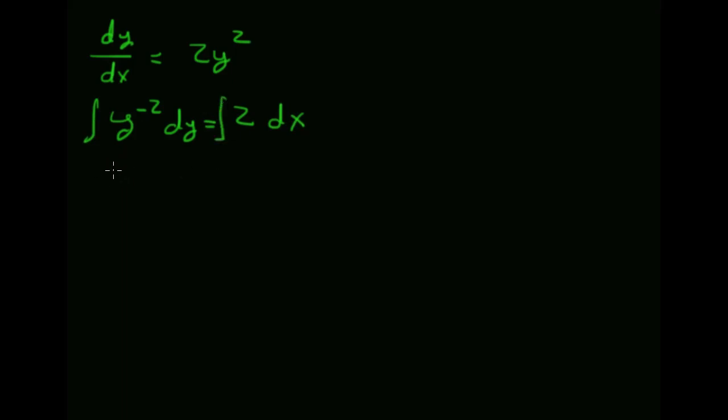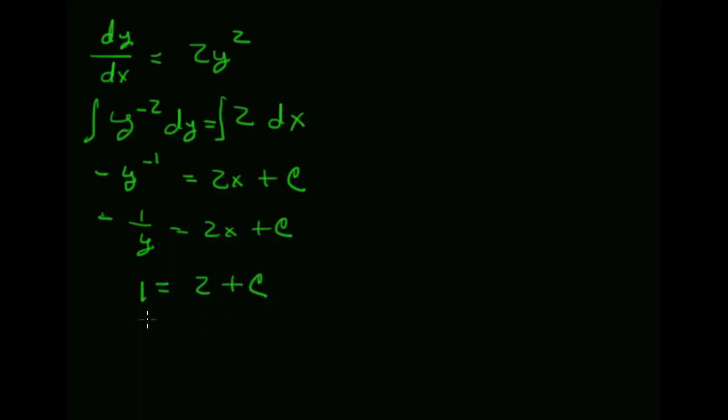Take the integral of both sides. You should get negative y to the negative 1 is equal to 2x plus c. Another way of writing this is negative 1 over y is equal to 2x plus c, right? The initial value, y is negative 1. So that's going to become 1 over here. When x is 1, so that's going to be 2. So that means c is negative 1. So rewriting this, I get negative 1 over y is equal to 2x minus 1.